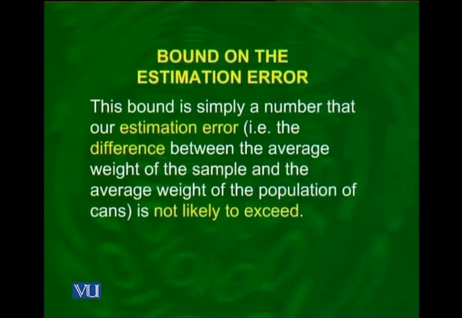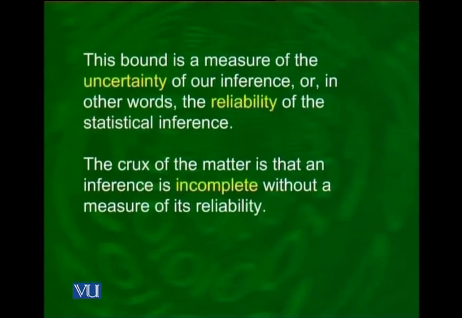Aur jab hum bound on the estimation error ki baat karte hain, us waqt we are simply talking about a number that the estimation error is not likely to exceed. This bound is a measure of the uncertainty of our inference, or in other words, the reliability of our statistical inference. With reference to this example, how are we going to measure the reliability of the inference concerning the weights of all the paint cans?